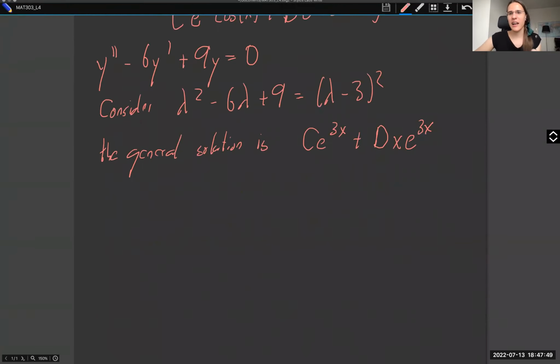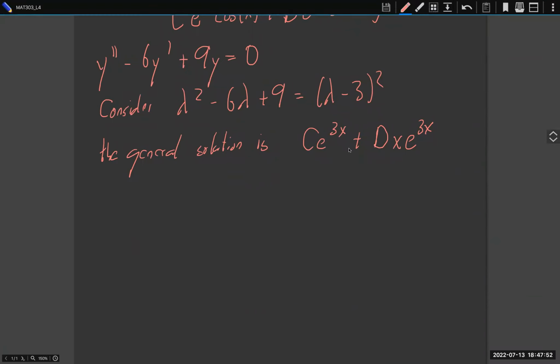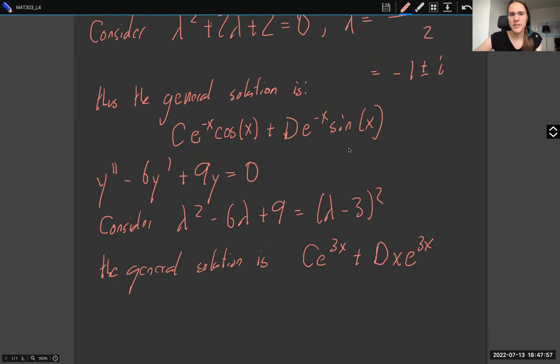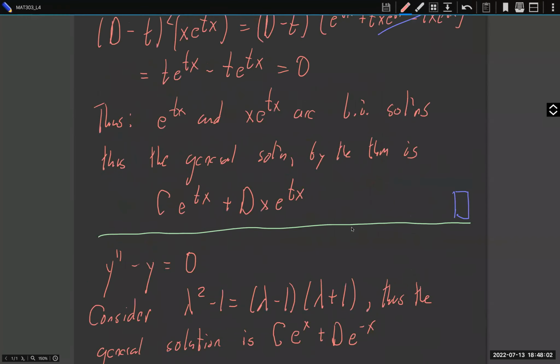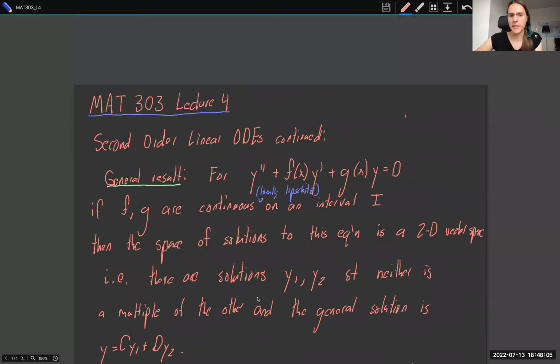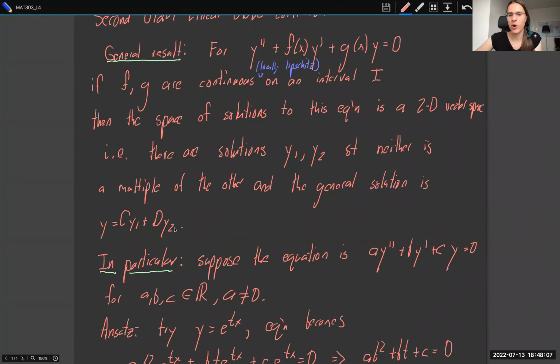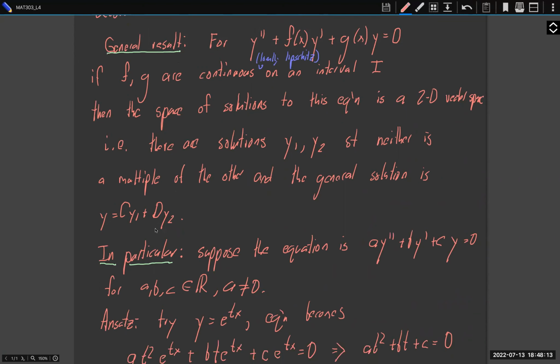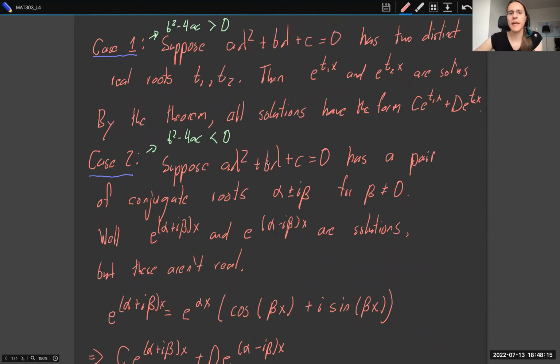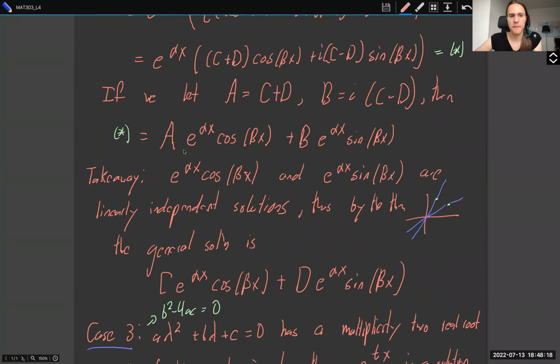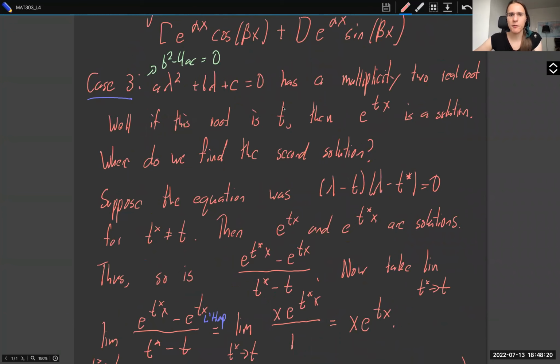So any questions? Yeah, I'm just confused on why there's an x for the d. Right. So we have a repeated root, right? And we have this theorem saying that in general, there are going to be two linearly independent solutions, and it's going to be combinations of those two. So we were talking about case 3. What if we have double roots? Well, then we know if the root is t, that e to the tx is a solution, right? But there has to be one more solution.